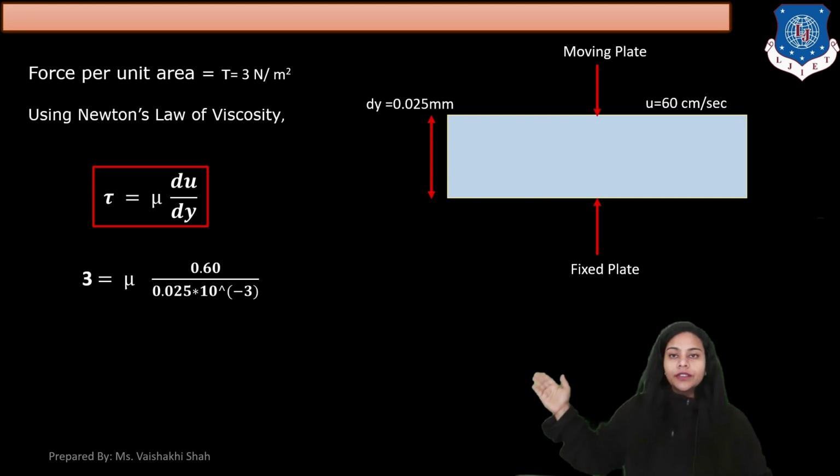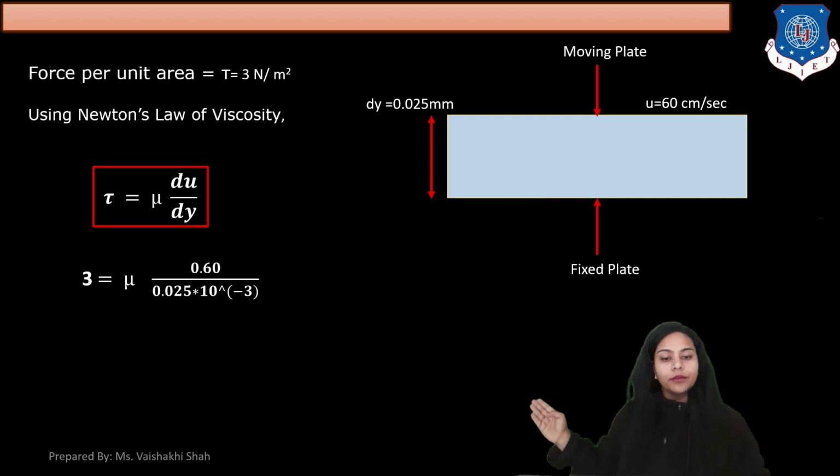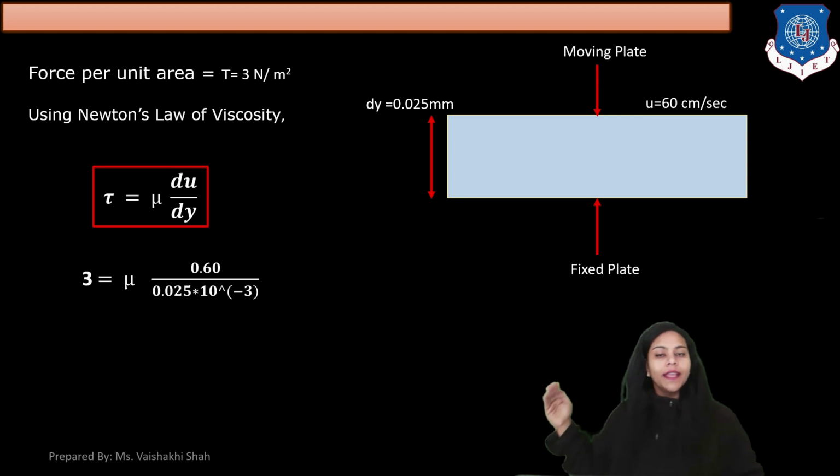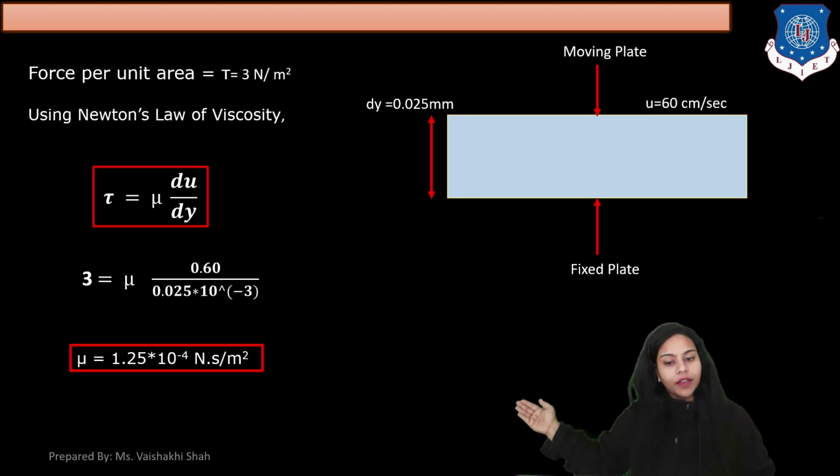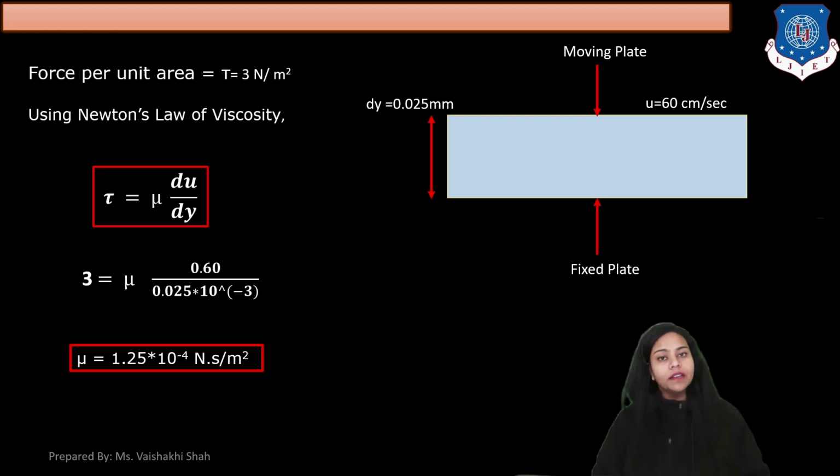So here tau, that is 3, equals mu into 0.6 divided by 0.025 into 10 raised to minus 3. So the answer for mu is 1.25 into 10 raised to minus 4 Newton second per meter square. Remember the unit for dynamic viscosity is Newton second per meter square. Clear? So this is your final answer for dynamic viscosity.